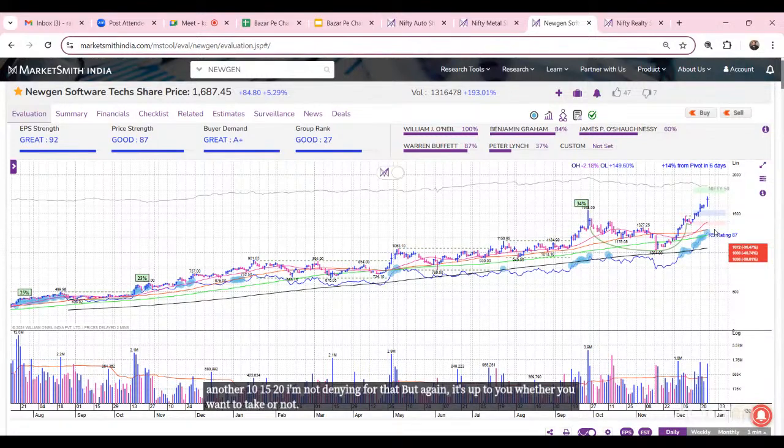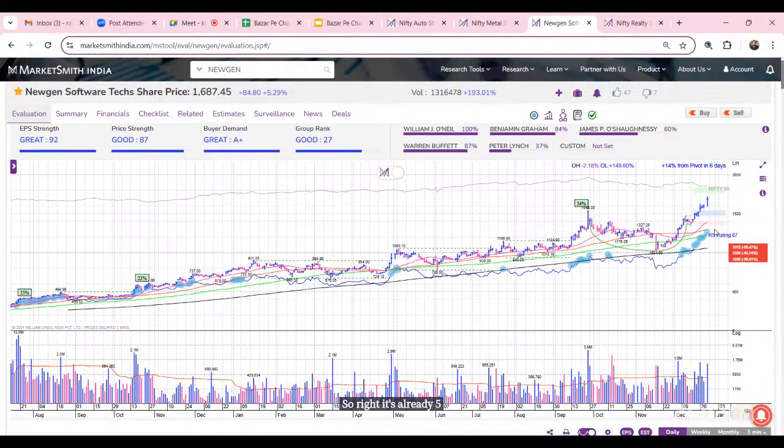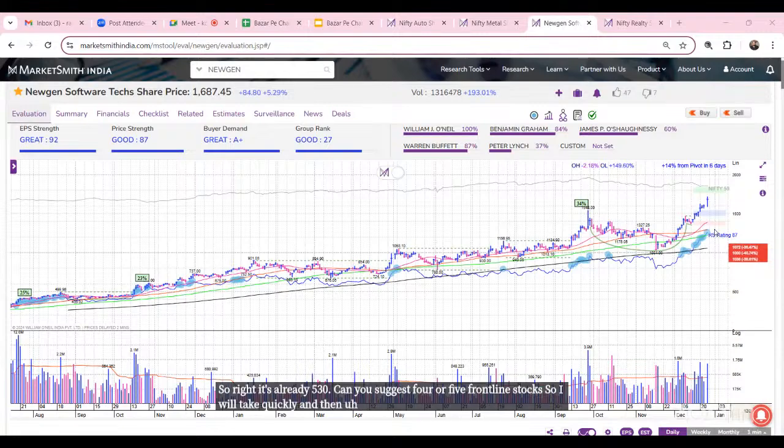So, Rai, it's already 5:30. Can you suggest 4, 5 frontline stocks? So I will take them quickly, and then we will wrap up the session here. I'm starting with FL.